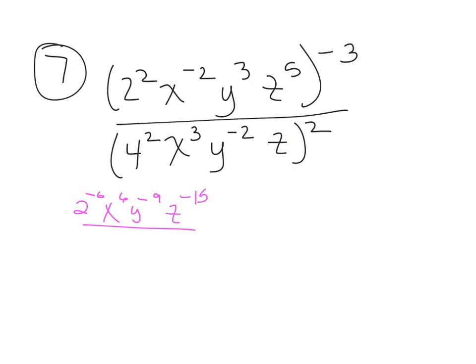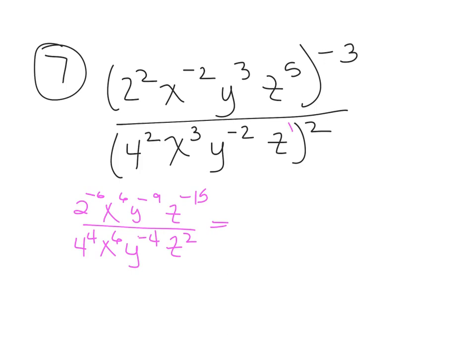Okay, on the bottom, we've got an exponent on the outside of 2. So 4 to the second gives me 4 to the 4th. X to the third to the second gives me x to the 6th. Y to the negative second to the second gives me y to the negative 4th. And remember, there's an imaginary 1 on this z, so z to the first to the second gives me z squared.